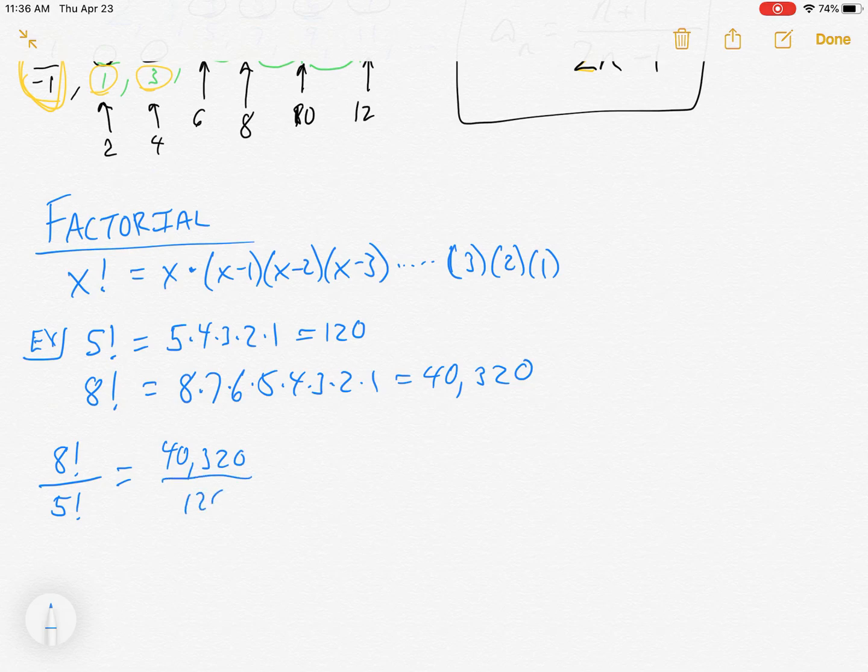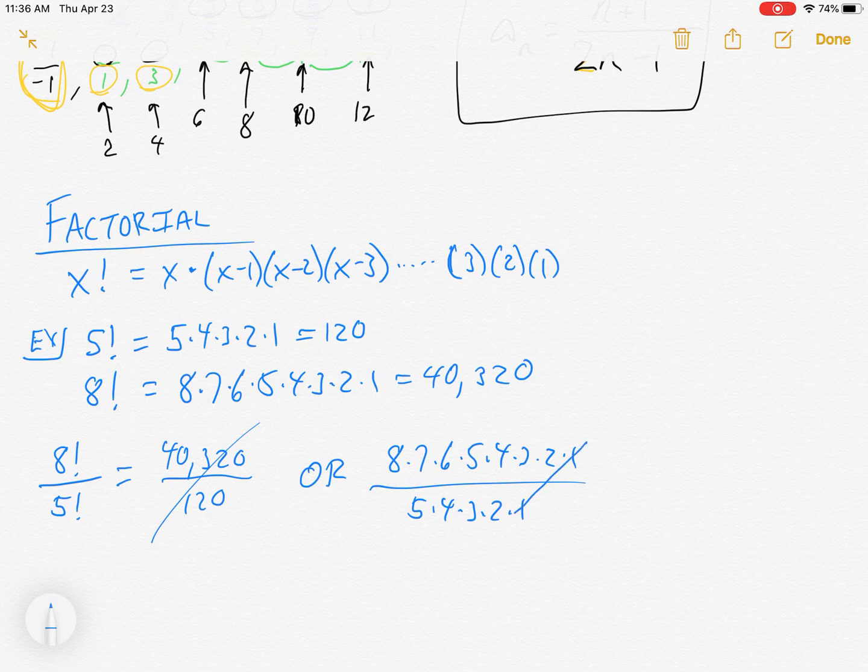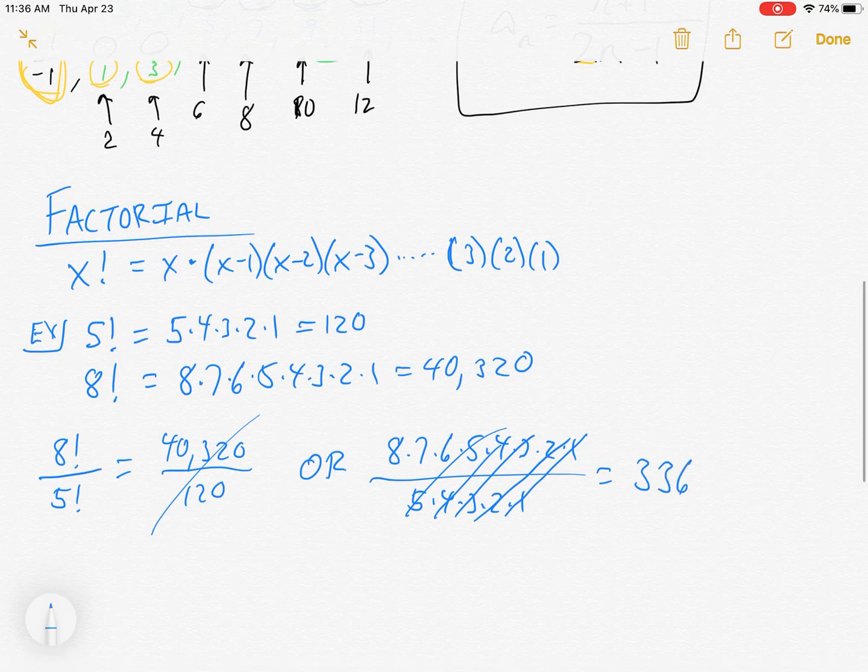What if you were asked to do 8 factorial over 5 factorial? Well, I'm guessing you're probably thinking, oh, just plug those in and you get 40,320 over 120. I don't know what that is, though. A better way to do it, I'm going to even mark that through. Let's just write out what we have. We have 8 times 7 times 6 times 5 times 4 times 3 times 2 times 1 over 5 times 4 times 3 times 2 times 1.